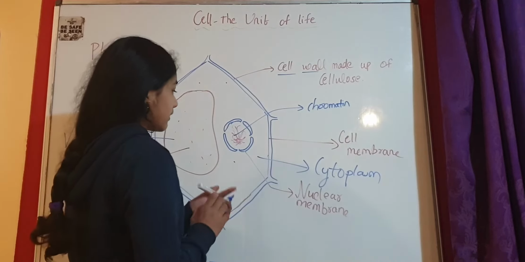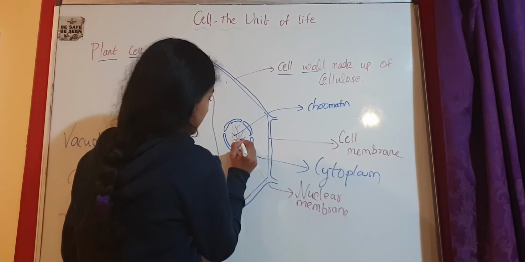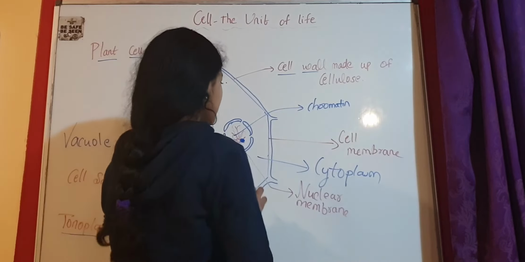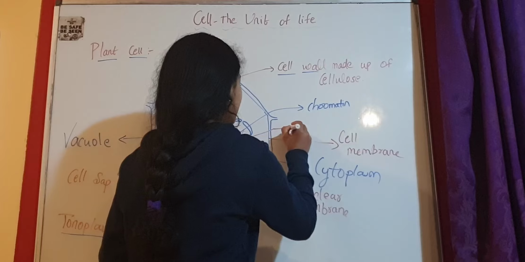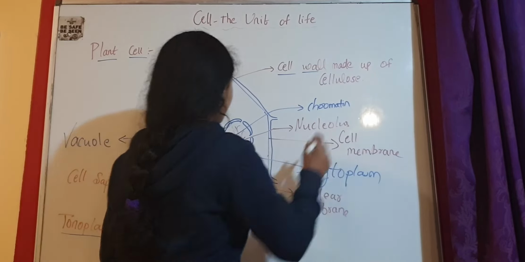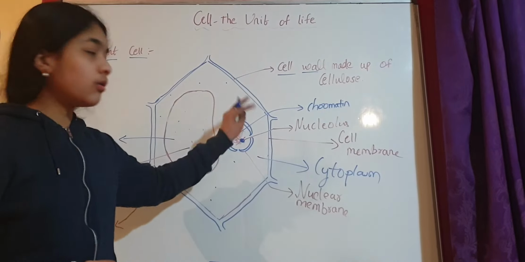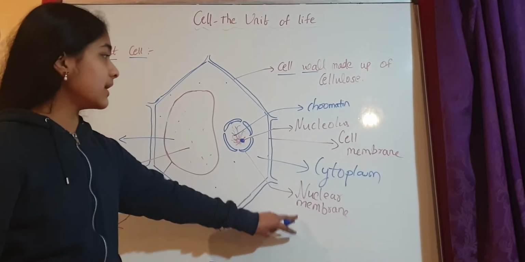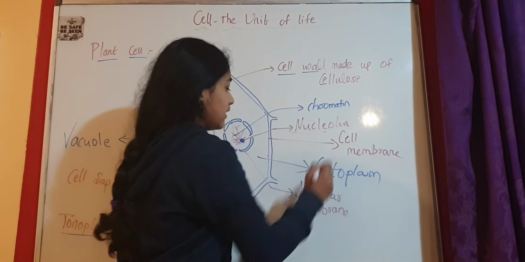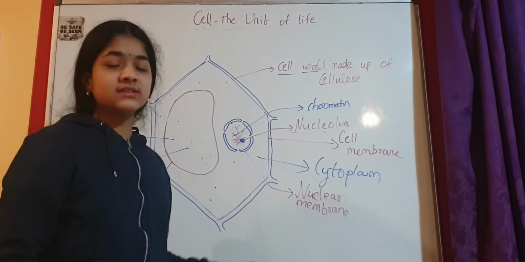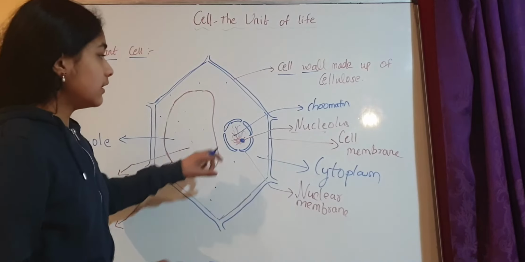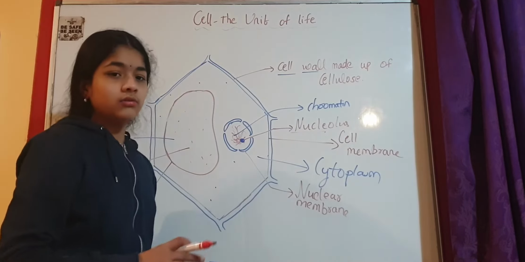And we have one more structure in the nucleus, and this is called the nucleolus. The function of the nucleolus is to make ribosomes. So this is the whole structure of the nucleus: nuclear membrane, chromatin, nucleolus. And the person who discovered the nucleus is Robert Brown. It's important to remember that. Okay, this is the whole structure of the nucleus.